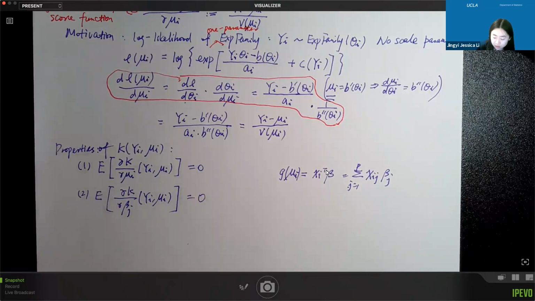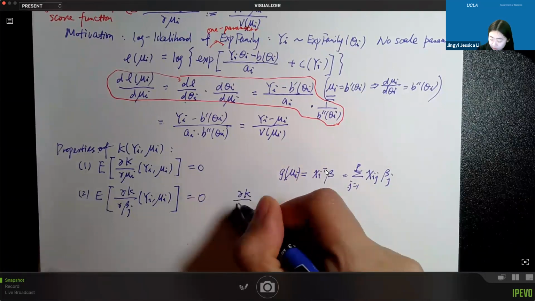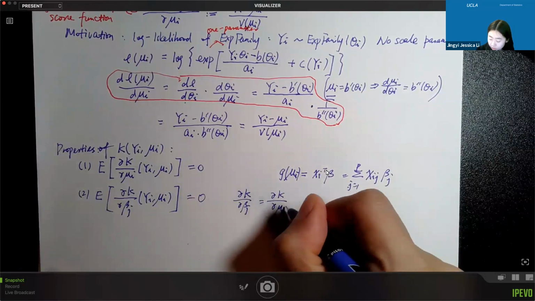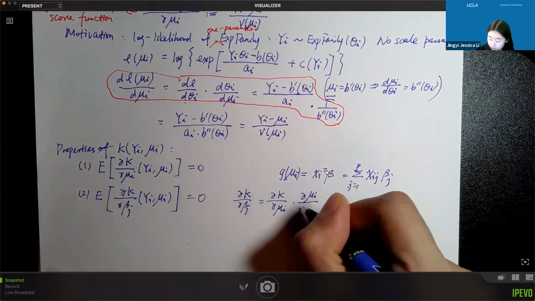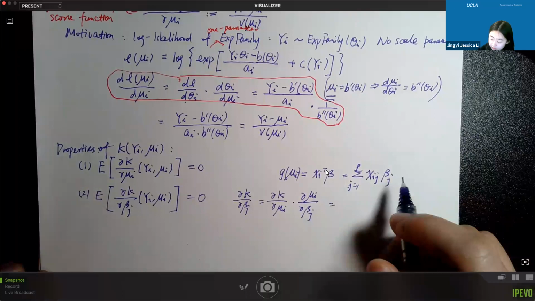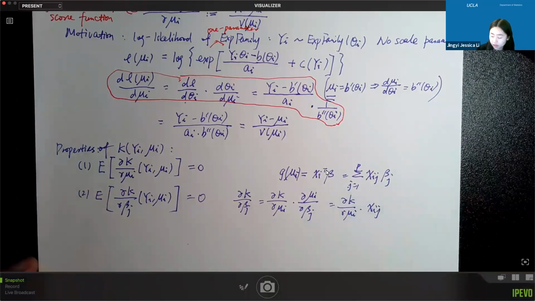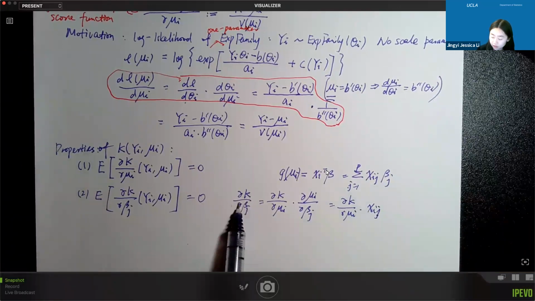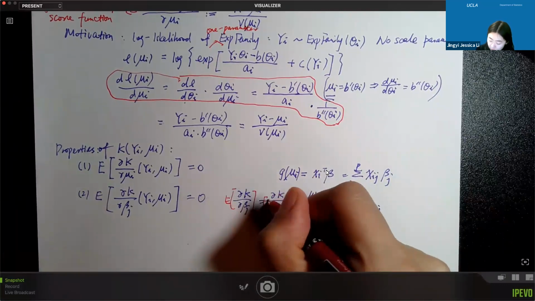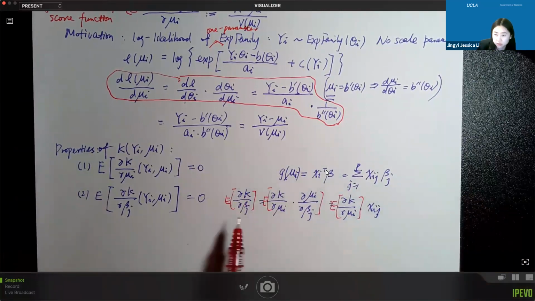And we can see this clearly because we know that partial K partial beta_j is simply partial K partial mu_i times partial mu_i partial beta_j, right? It's just this. We know that the second part is just x_ij, and in our context this is fixed. So the randomness is only here and here. In other words, when you take expectation, the expectation is going to be around the first term only. So that's why it's 0.